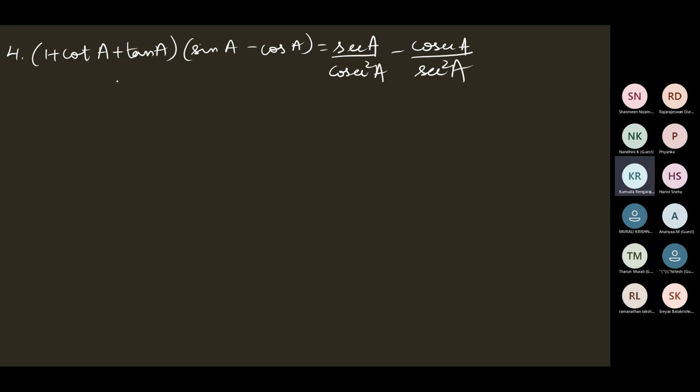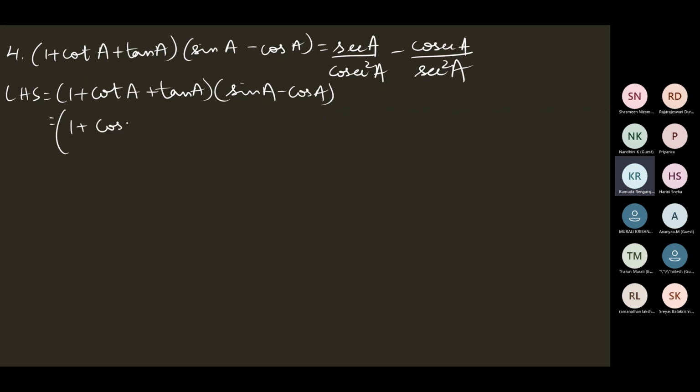All right, children. So what do we know? We know that when we have other ratios, we can convert them to sine and cos. So let's use that rule and get started. Just write out the LHS first: sine A minus cos A. Yes, this is the left hand side. So 1 plus cot A is cos A by sine A plus tan A, sine A by cos A. And in the other bracket, nothing can be done, so sine A minus cos A as it is.